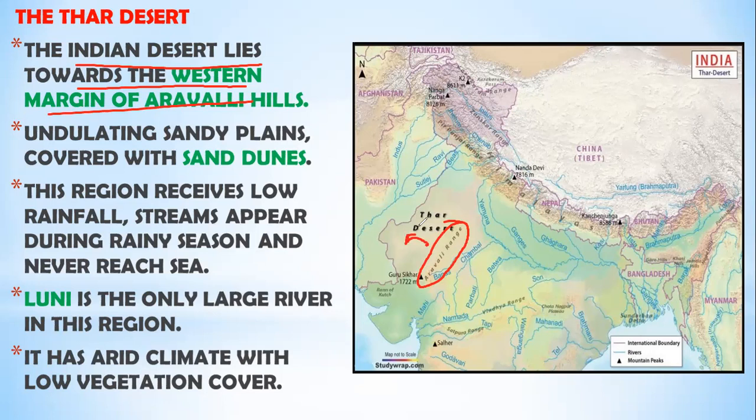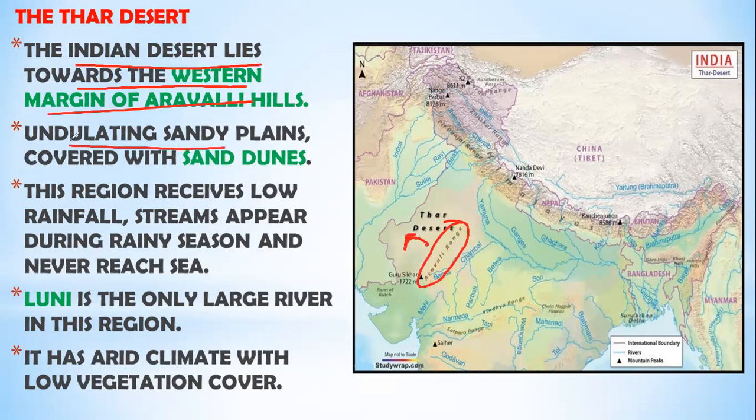In geography, we rarely use terms like left, right, above or below. We use certain terms to mention directions and those are north for above, south for below, east for right and west for left. So when I say that the Indian desert lies towards the west of Aravalli ranges, it means that when Aravalli ranges end, to the east of it lies the Thar Desert.